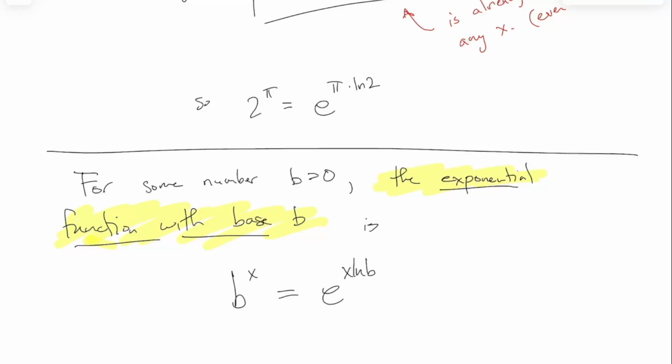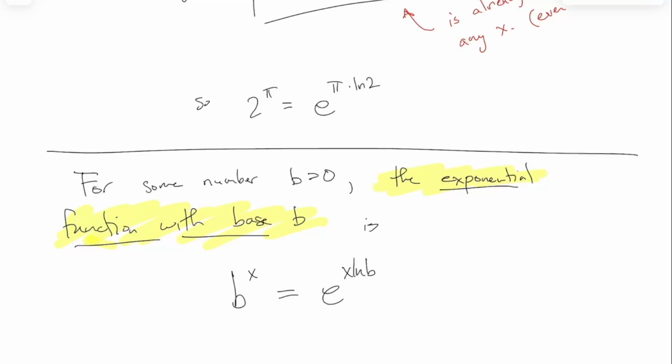This is called the exponential function with base b. By the way, here's another fun fact: why does the b need to be positive? Does anyone know what the problem is if you were to use negative numbers, or 0, for the b? All right, there are problems. Can't take that natural log.